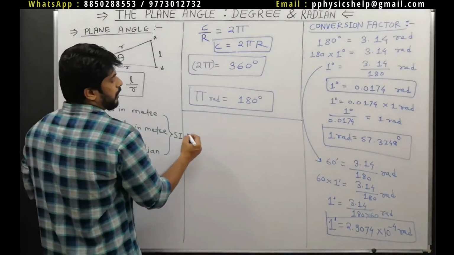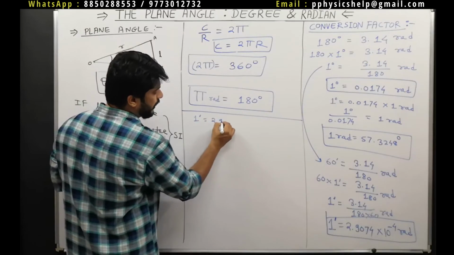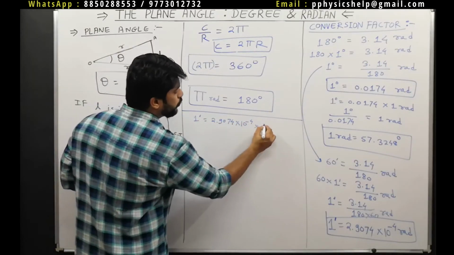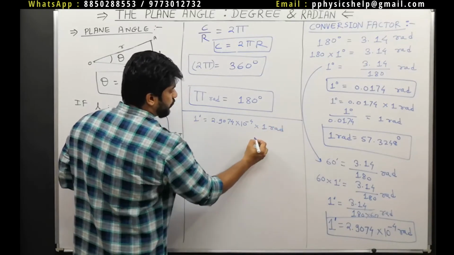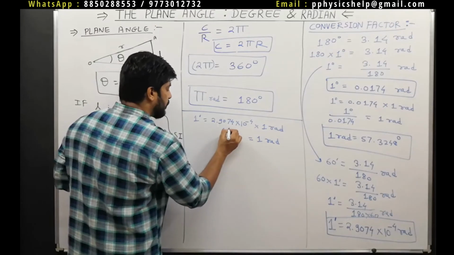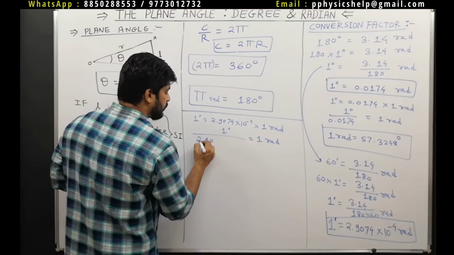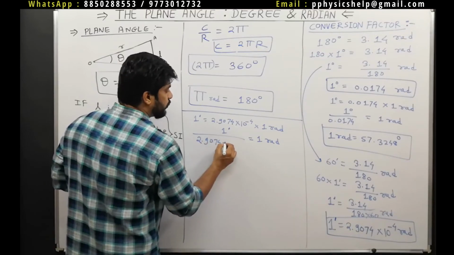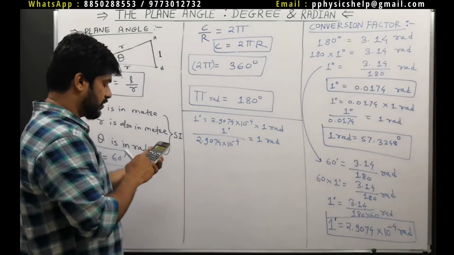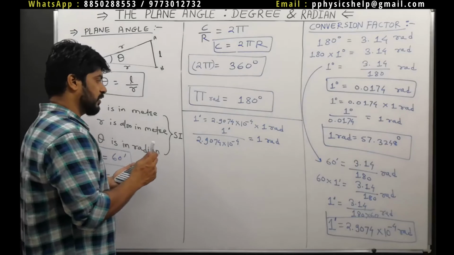Okay, see, this equation can be written as 1 minute is equal to 2.9074 into 10 raised to minus 4 into 1 radian, right? So we can also write this as 1 radian is equal to 1 minute divided by 2.9074 into 10 raised to minus 4, right? And we can just calculate this number and we will find out this as, yes, something like this.